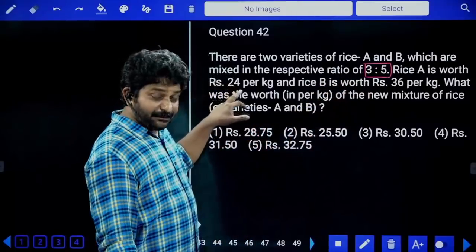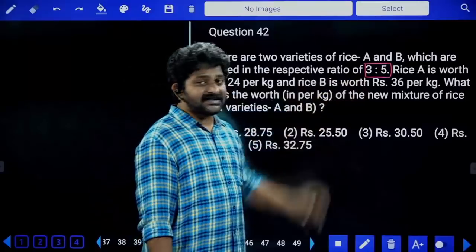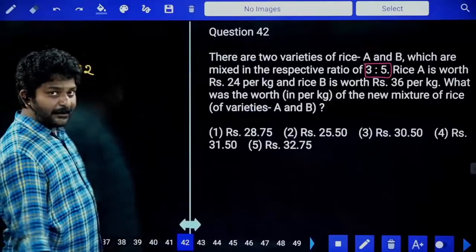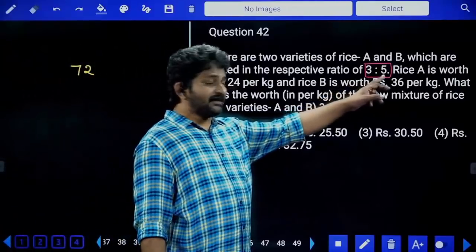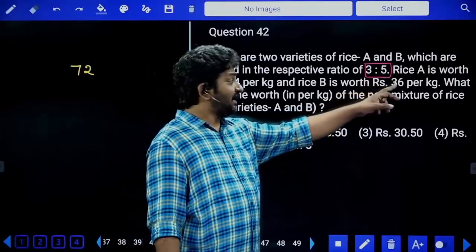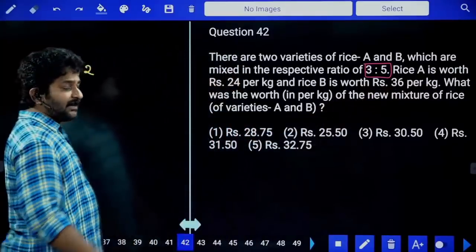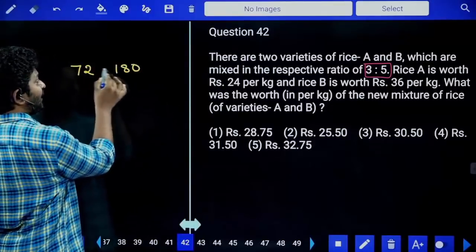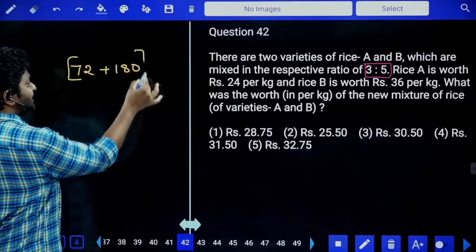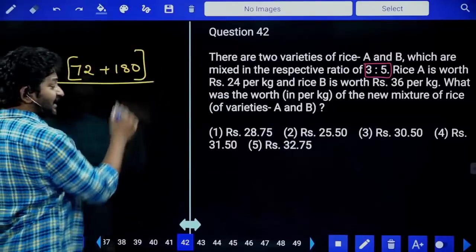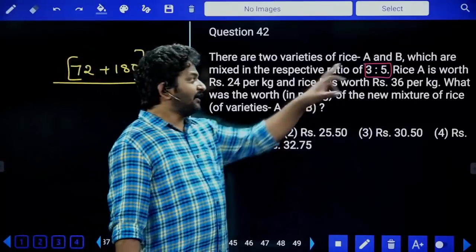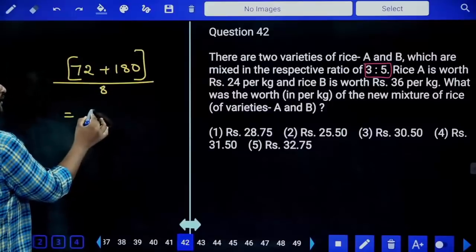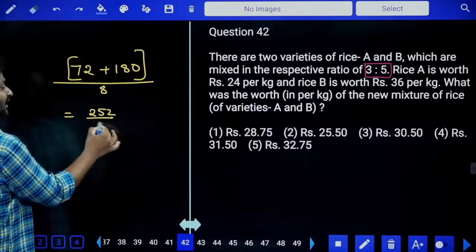First variety price per kg is 24. If 3 kgs are taken, then the cost becomes 24 into 3, that is equal to 72. Second variety quantity was 5 kgs, and the price is 36 rupees per kg. Then the price of the second variety is 36 into 5, which is equal to 180. So the total cost price is 72 plus 180. This is the total cost of how many kgs? 3 kgs of the first variety and 5 kgs of the second variety, that is total 8. So this is equal to 252 divided by 8.